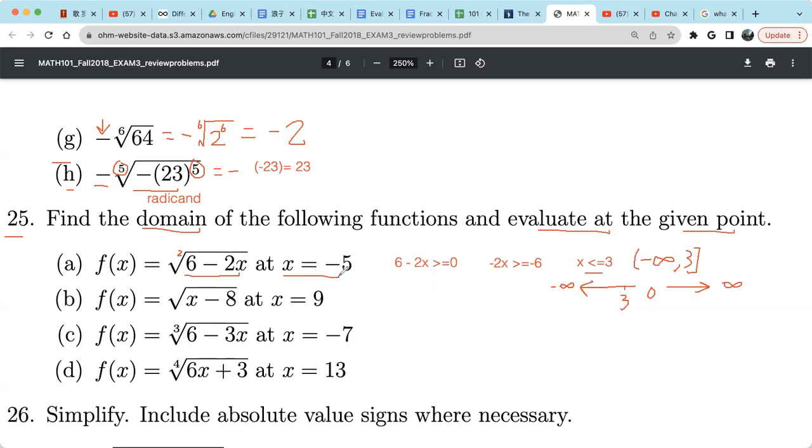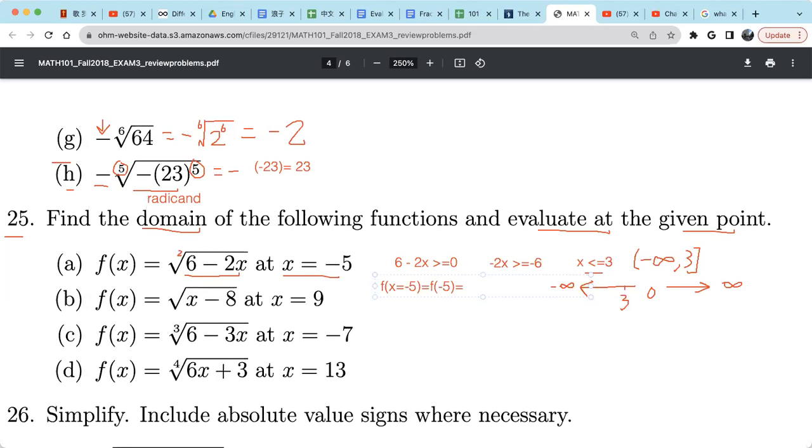Now we want to evaluate f of negative 5, x equals negative 5. So we write it as f of negative 5. Or in the beginning, if you want to get used to it, you can write f of x equals to negative 5. But normally we should write f of negative 5. So what do we do? How do we evaluate when x equals negative 5? We just substitute x with negative 5.